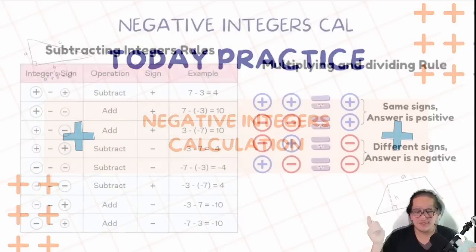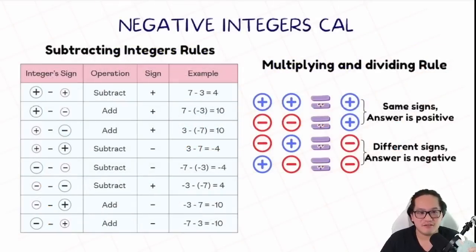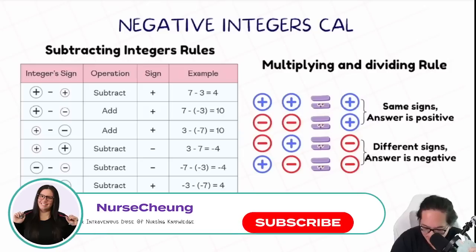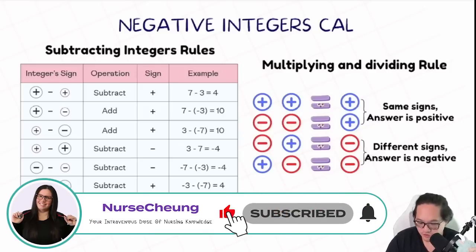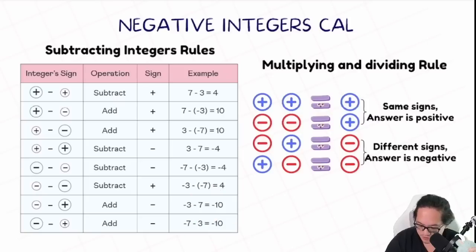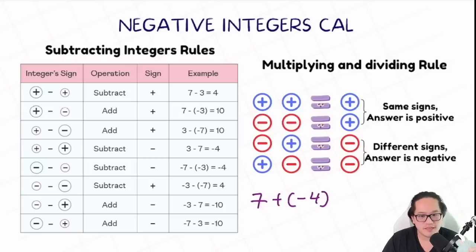In this video, we're going to focus on negative integer calculation. Let's get started. When it comes to negative number calculation, there's a couple things you need to remember. Number one is when you add a negative number, your equation always becomes minus. So what does that mean? For example, if it's 7 plus negative 4, what would that equation change to? It will change to 7 minus 4, and the answer will be 3.